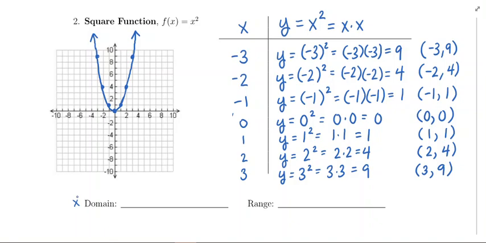If you look at the function itself, y equals x squared, or f(x) is equal to x squared, that's a polynomial. You have a power of x. The power is not negative. You don't have any fractions. You don't have any square roots. Nothing's going to get you in trouble.